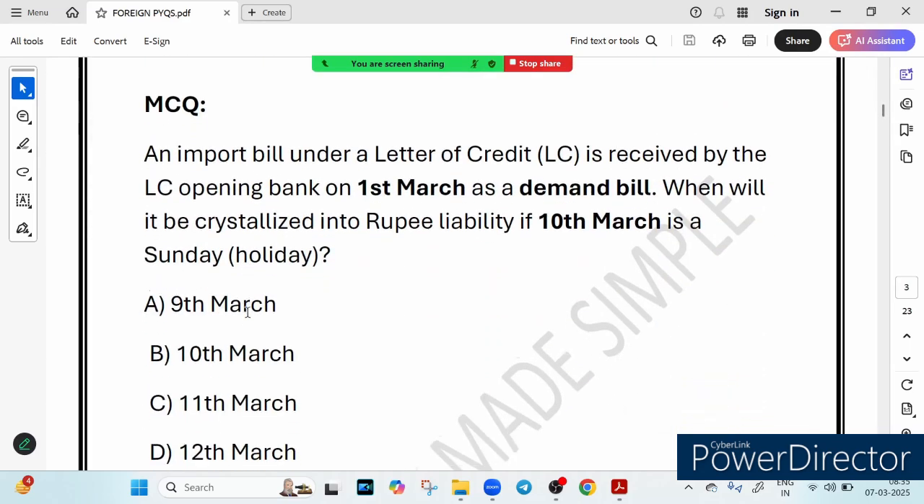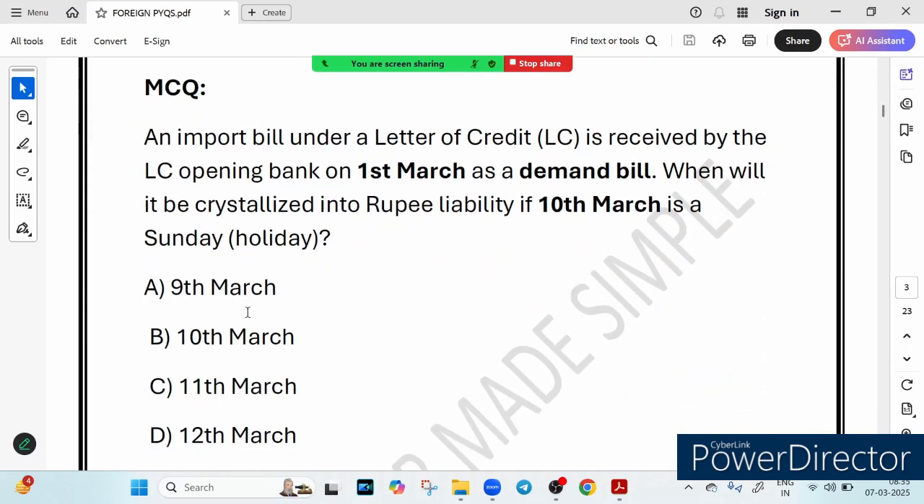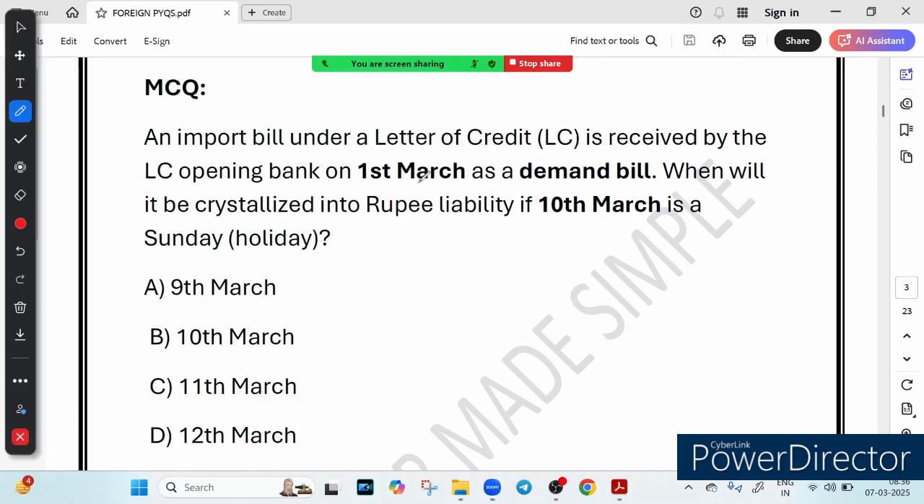Now let's switch our focus to question number 3. You can see question number 3 on your screen. Friends, this is an MCQ based on how an import bill works under LC. The question is: an import bill under letter of credit is received by the LC opening bank on 1st March as a demand bill. The main point has been highlighted: when will it be crystallized into rupee liability if 10th March is a Sunday or holiday? Option A, 9th March; B, 10th March; C, 11th March; D, 12th March.